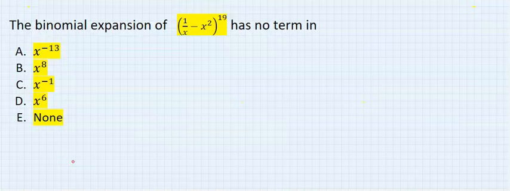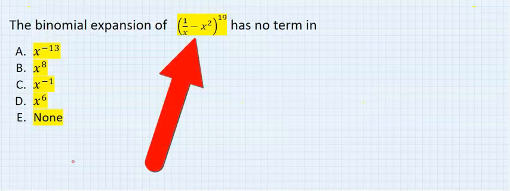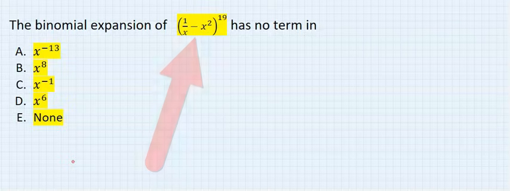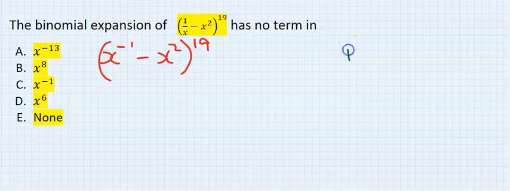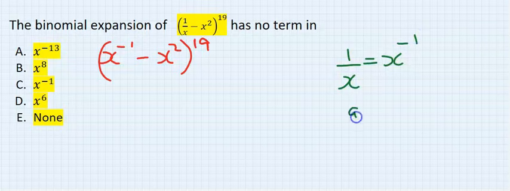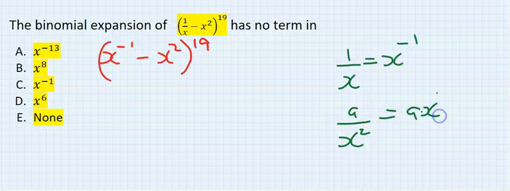The binomial expansion of (1/x - x^2)^19 has no term in... To solve this, step number 1, we are going to rearrange this to (x^-1 - x^2), everything to the power of 19. 1 over x is the same thing as x to the power of minus 1. 1 over x to the power of 2 is the same thing as x to the power of minus 2.